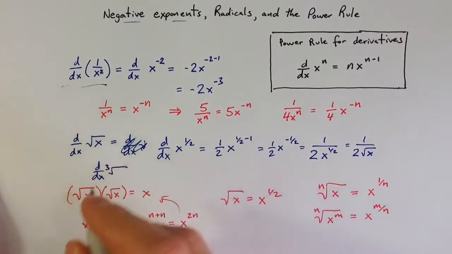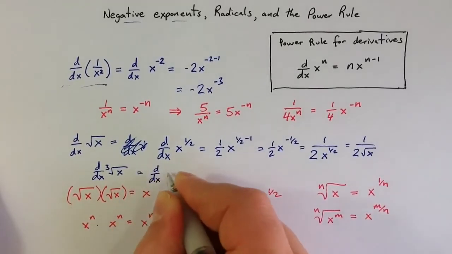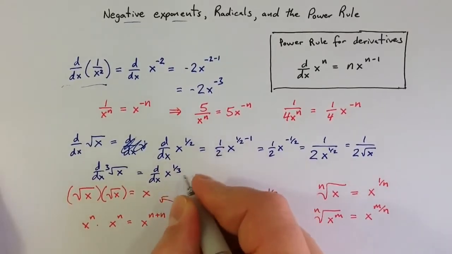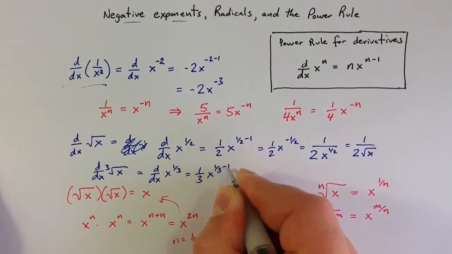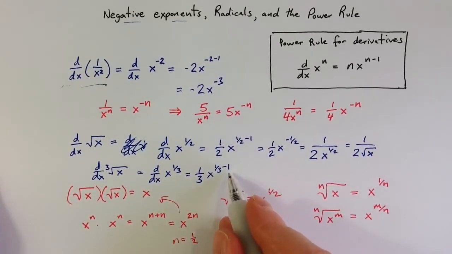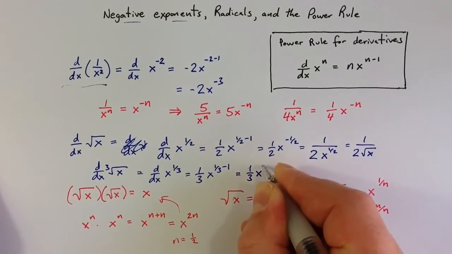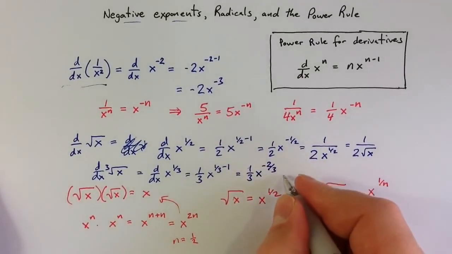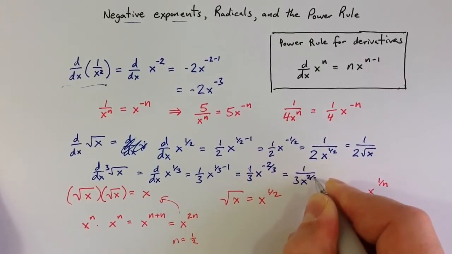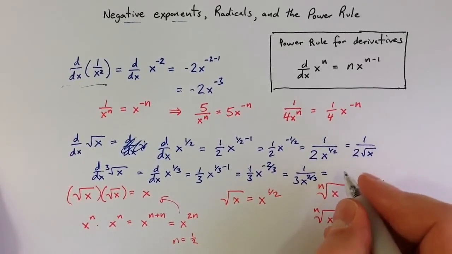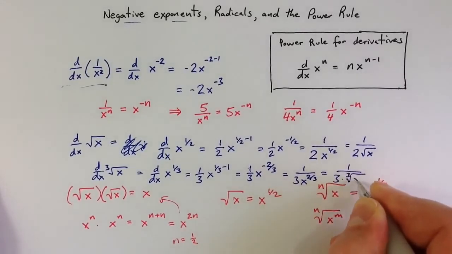Let's take the derivative of the cube root of x. So that's going to be the same as the derivative of x to the 1/3, which is, from the power rule, 1/3 x to the 1/3 minus 1. In this case, I want to think of 1 as 3 over 3, and so then when I subtract it, I get 1/3 x to the negative 2/3. I could write that as 1 over 3 x to the positive 2/3. And to put it back into a radical notation, that would be the same as 1 over 3 times the cube root of x squared.